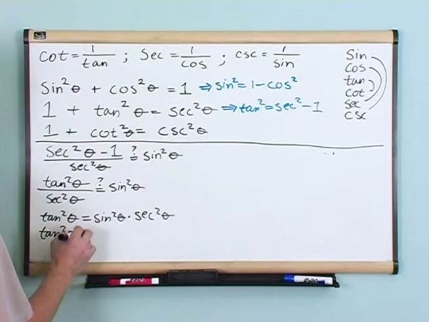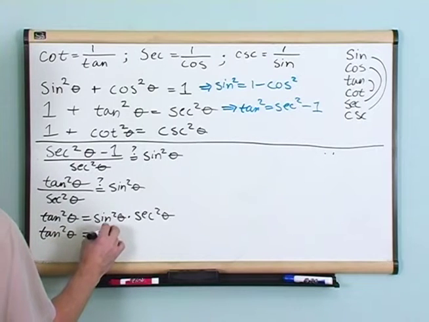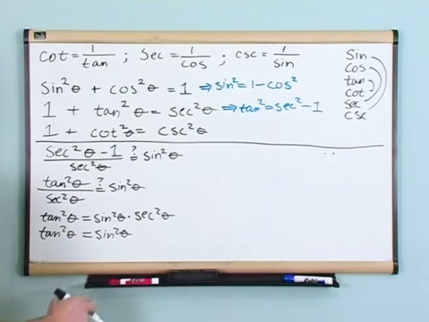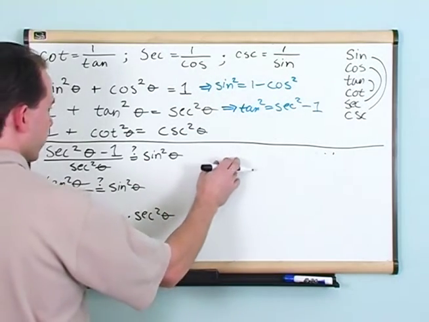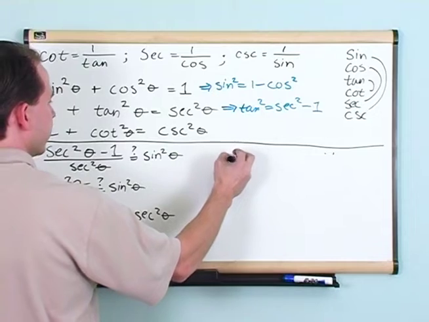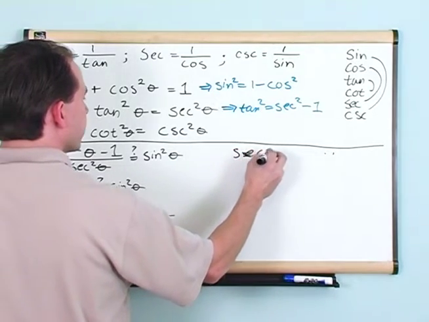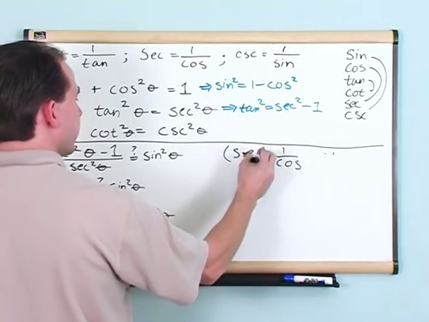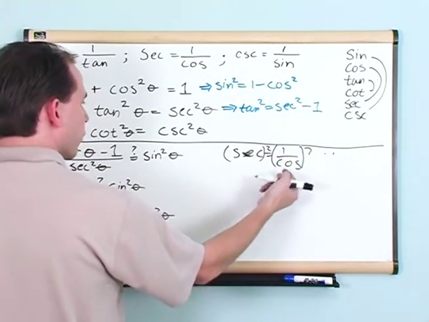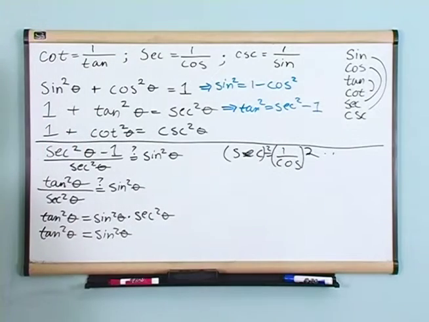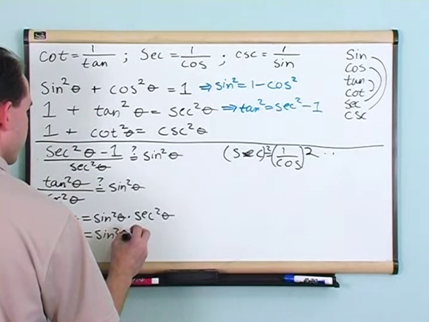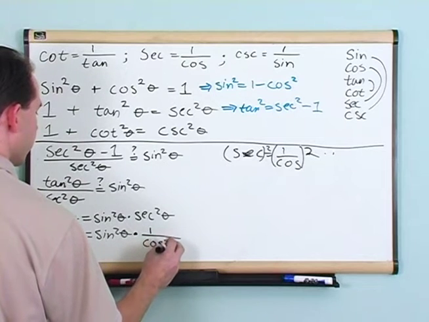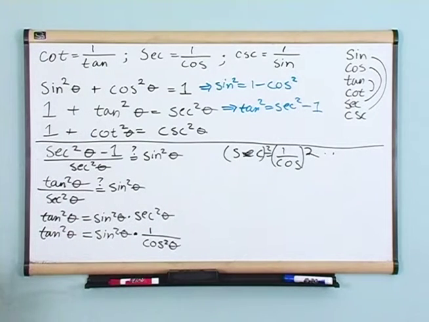And then I'm going to continue simplifying the right-hand side by noting that secant is equal to 1 over cosine. Since secant is equal to 1 over cosine, but I don't have secant here, I've got secant squared here. So secant squared is 1 over cosine squared. Okay? So secant squared here is going to be equal to 1 over cosine squared theta. Okay?